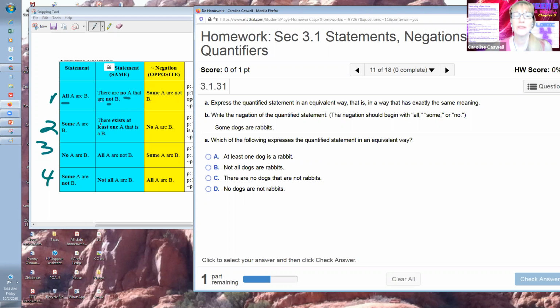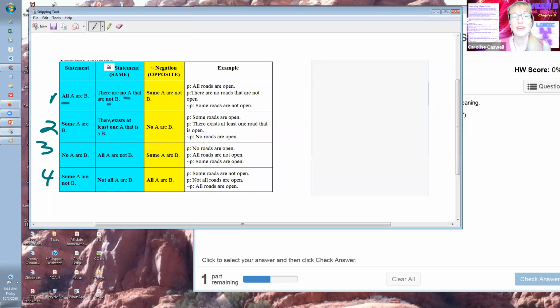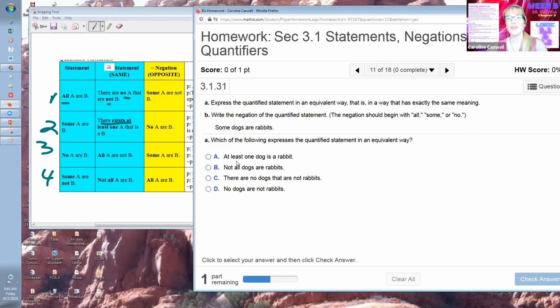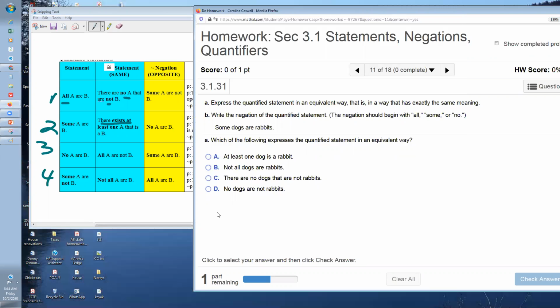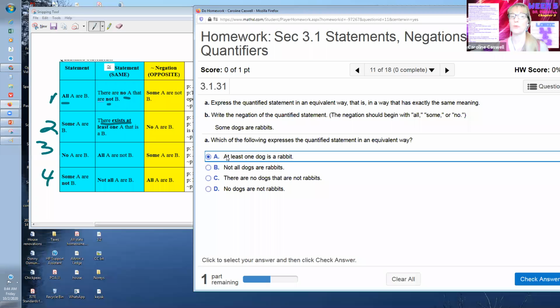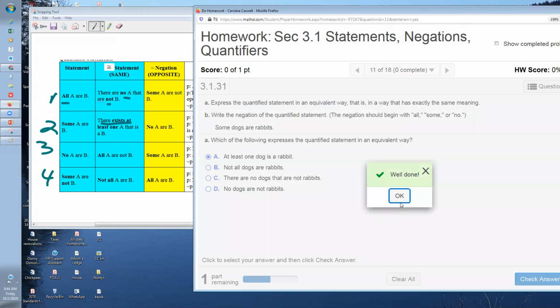So the next one that we pick should have a there exists at least one. That's what we're looking for. There exists at least one. Do any of these statements say that? A is absolutely the one that says there exists at least one dog. That's the there are. And then that is a rabbit. So we're good.